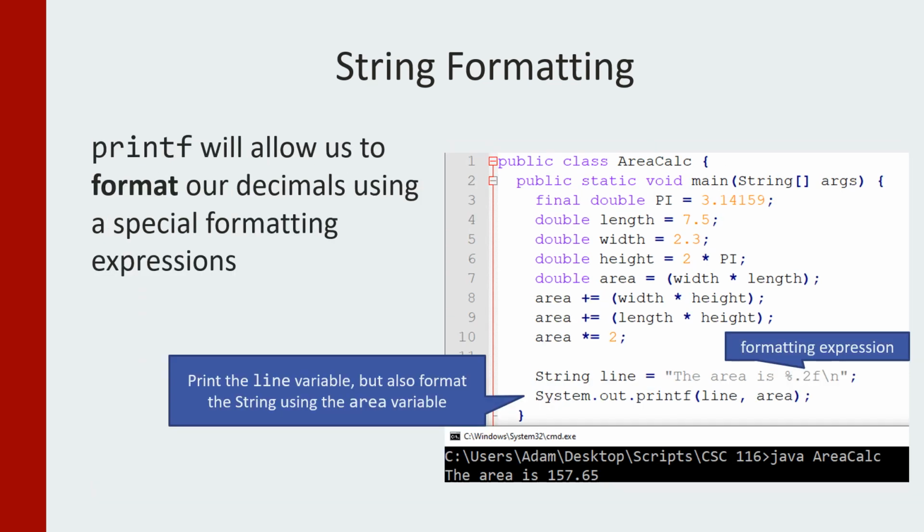If you use printf, you can format the decimals using special formatting expressions. So I'm going to actually save a string called line, and I'm going to say the area is %0.2f, and then have it create this \n is for a new line. And then I'm going to use System.out.printf(line, area), where area is the value that I got from double area, so it grabs that, and line is the string line.